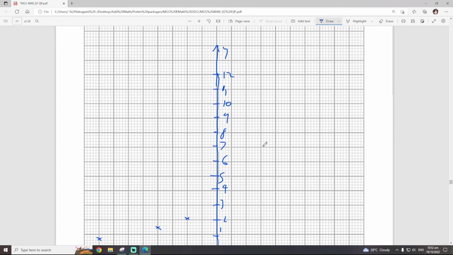At 0.5, it's 4.24, so that is somewhere here. At 1, you get to be 6. At 1.5 is 8.49, so that will be 8.5. We'll take it as 8.5, which is here. And 2 at 12, so that will be this one.